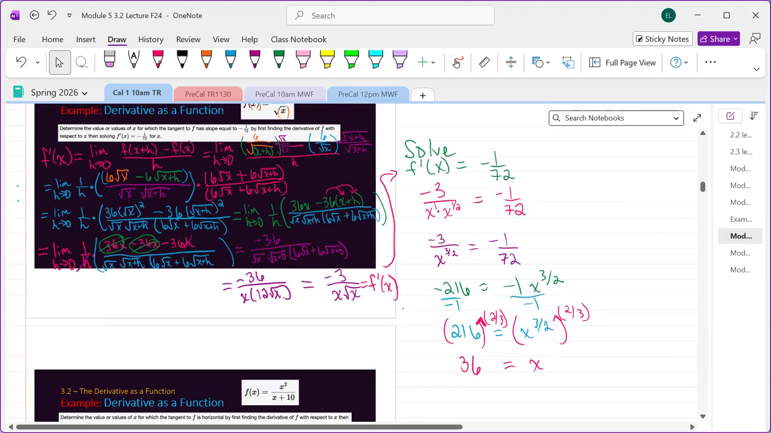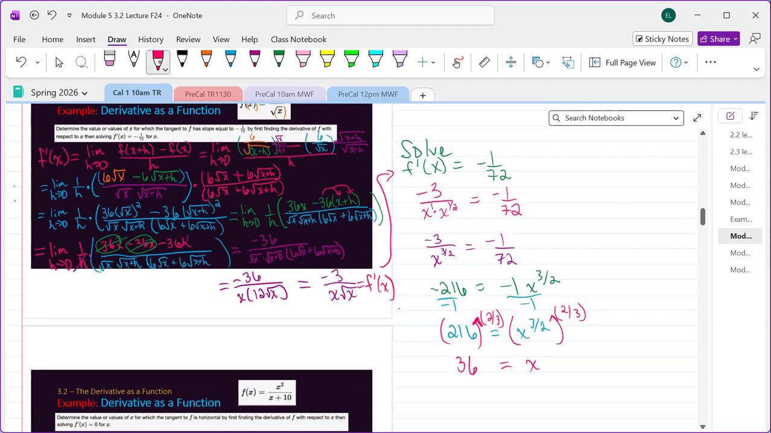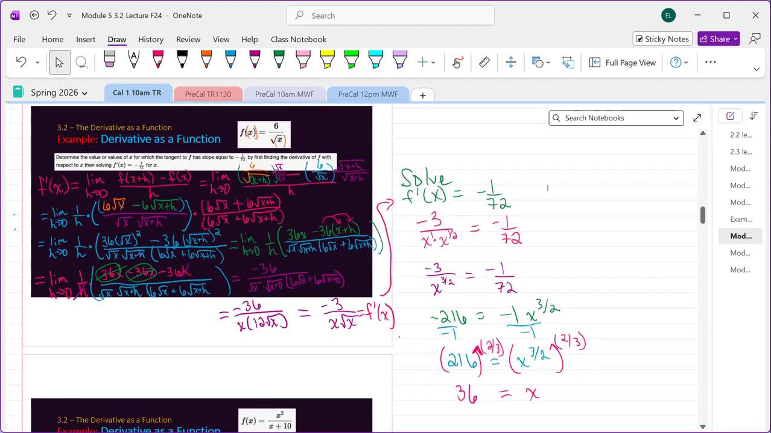So it turns out that at an x value of 36, the function 6 over the square root of x has a tangent line slope of negative 1/72.